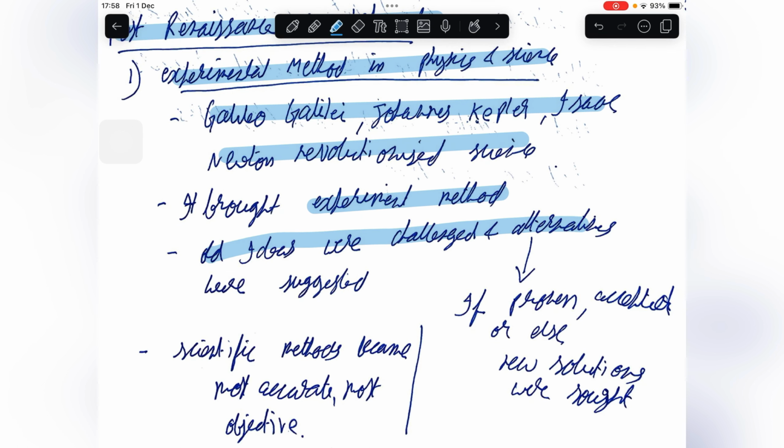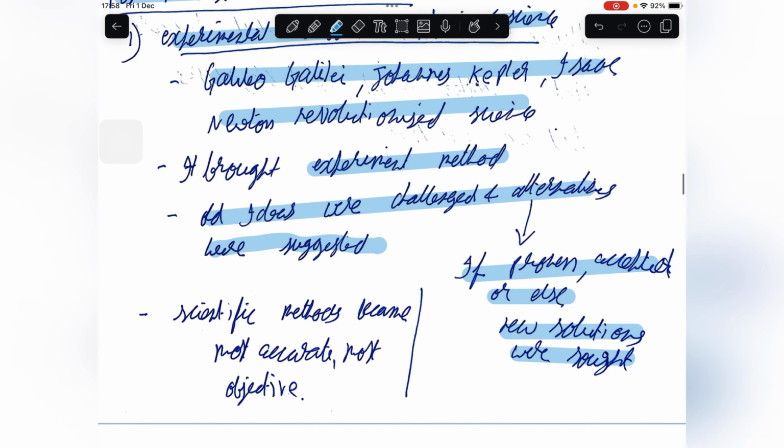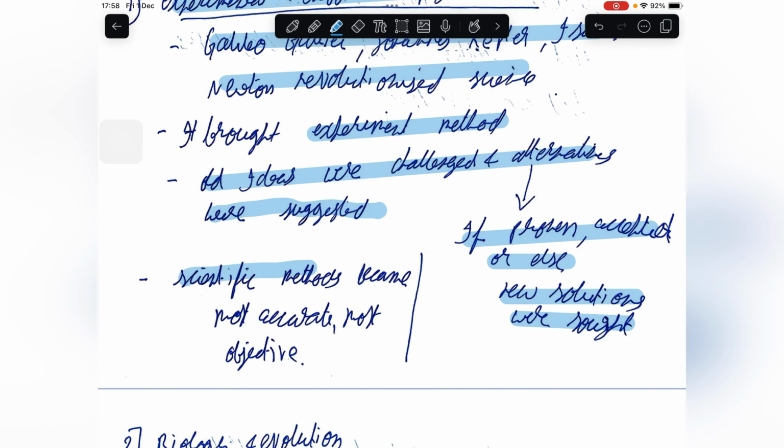Old ideas were challenged and alternatives were suggested. If the alternatives were proven, they were accepted, or else new solutions were sought. So science is always the search for new ideas and acceptance of new ideas, and if they fail, they search for new ideas. That's what science is about. Scientific methods became the most accurate and most objective.